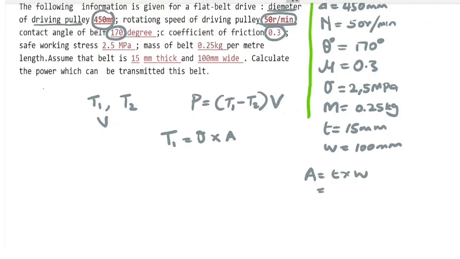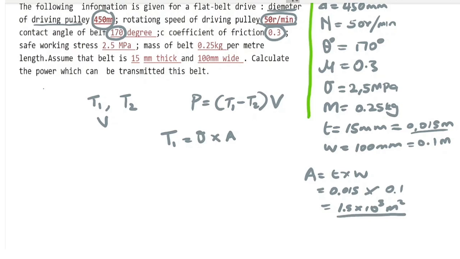We have to convert this thickness into meters. So this thickness is 0.015 meter, and this width is 0.1 meter, like this. Then we substitute here. The thickness is 0.015 times the width, which is 0.1. Then 1.5 times 10 to exponent minus 3 meter squared. That is the area that we're going to use here.